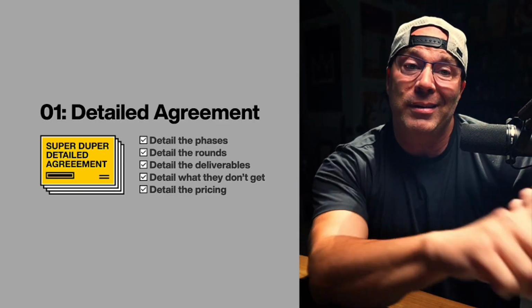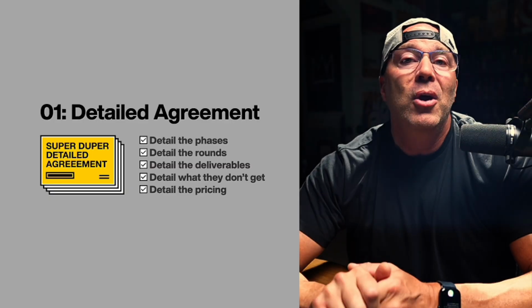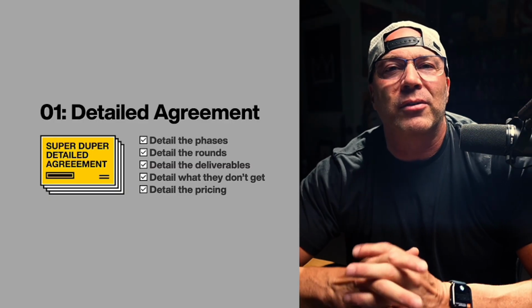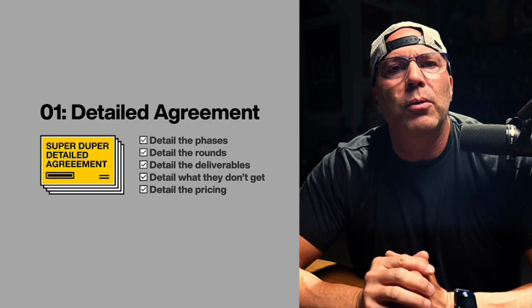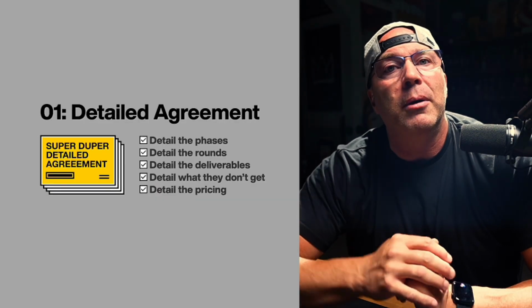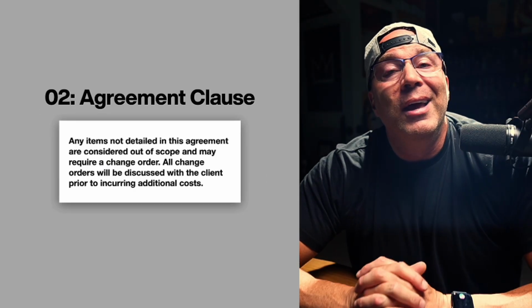Detail what they don't get. This is out of scope. We're not going to design your website if it's a brochure project. We're not going to do custom illustration. We're not going to make custom infographics. We're not going to do a photo shoot for you. So detail out what they don't get that they might assume might be included, and then detail out the pricing. All right, let's keep going.